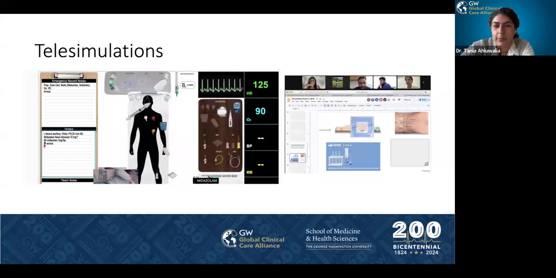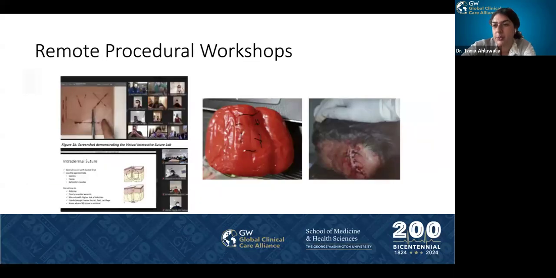Next slide, please. We've also developed remote procedure workshops. So here's an example of a suturing workshop, which included didactics and then a live demonstration. And then our trainees were tasked with putting their skills to test in the emergency department. And on the right, the image shows 2 examples of their work.